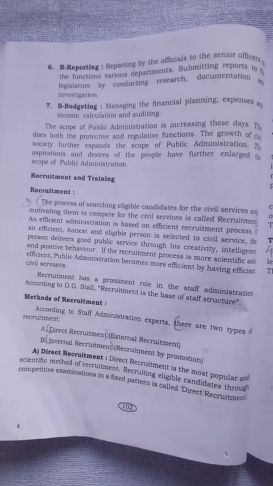And the scope of public administration is increasing these days. It does both protective and regulative functions. What they do, they protect as well as regulate the functions. The growth of civil society further expands the scope of public administration and the desires of the people have further enlarged the scope of public administration. Hope you have understood what is POSDCORB perspectives. Next we shall continue in the next video.